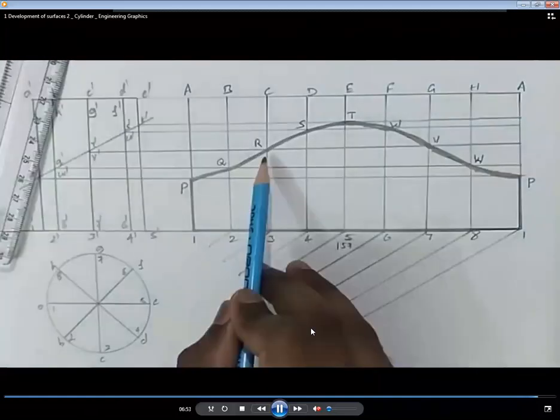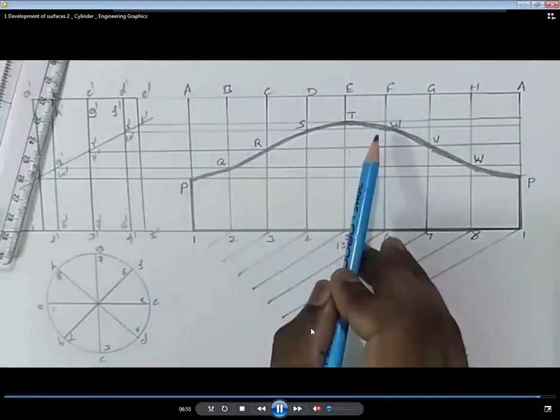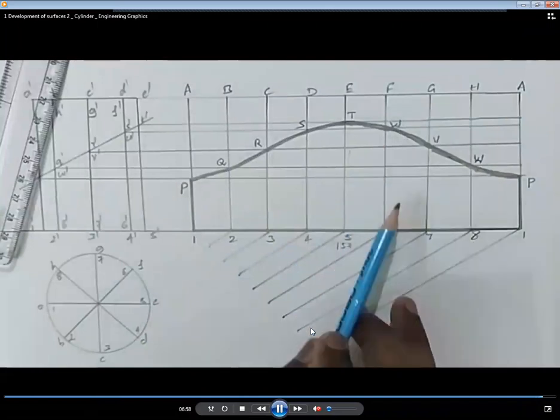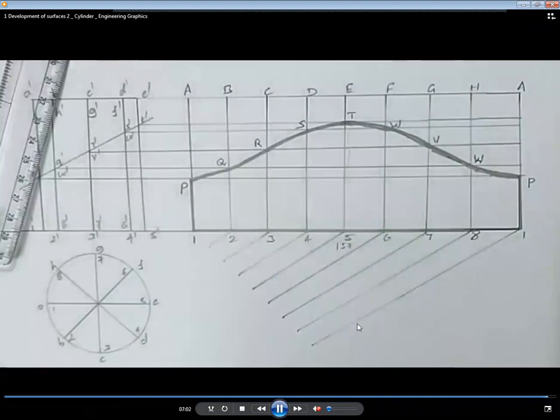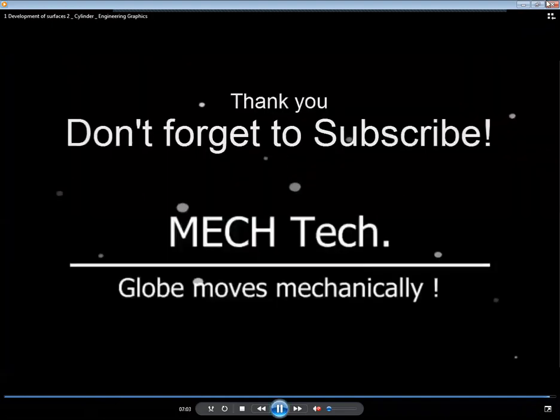So this is the problem of cylinder resting on horizontal plane and cut by an auxiliary inclined plane or cutting plane at an angle. Okay. So in this lecture we solved the problem of cylinder.